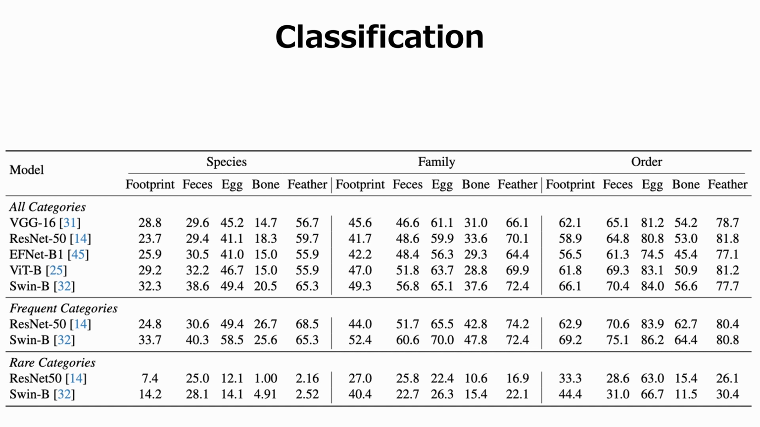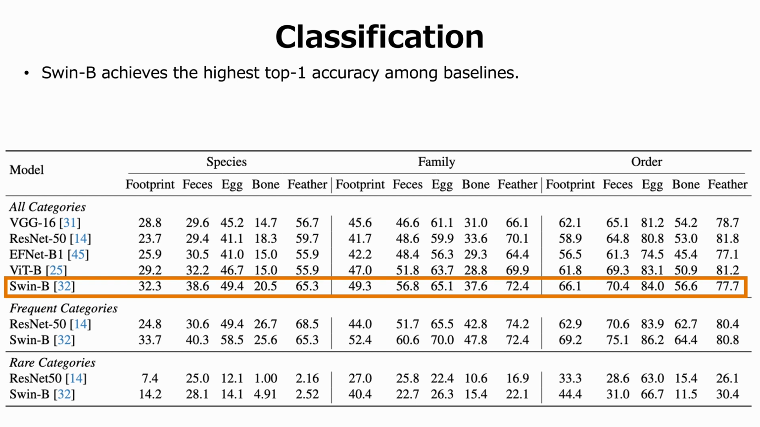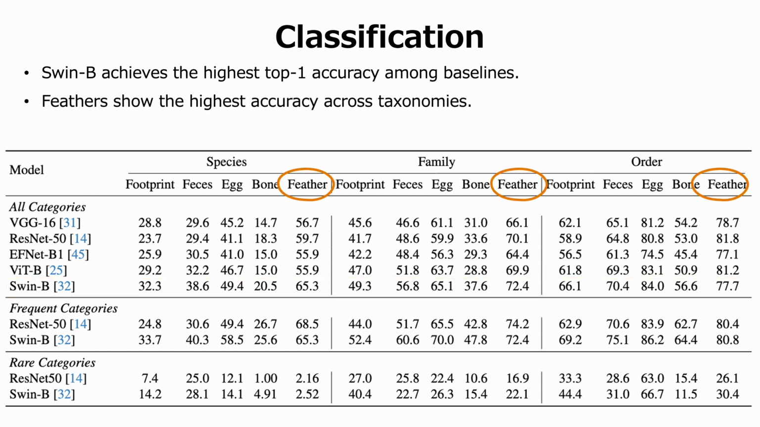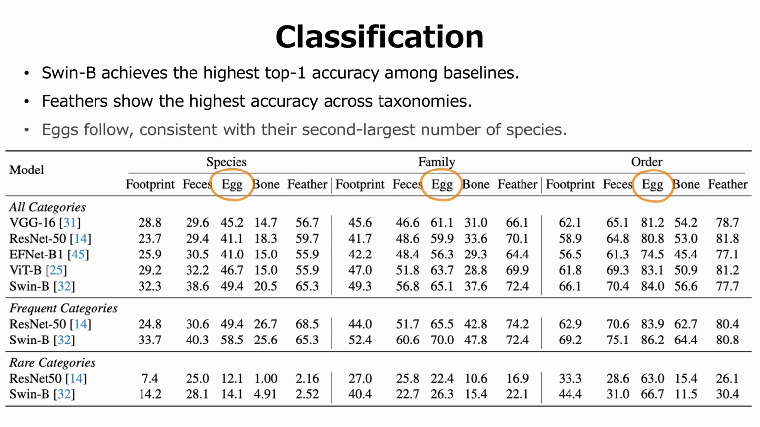This is the classification result. Swin-B achieves the highest top-1 accuracy among all baselines. Feathers show the best accuracy across taxonomic levels, followed by eggs, which also have the second largest number of species.